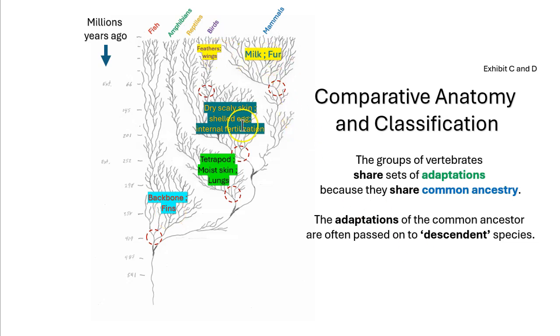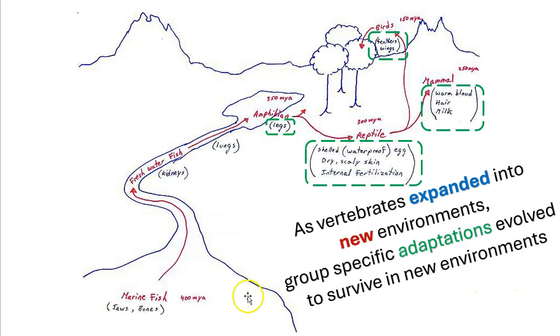Why do these groups of vertebrates have these different sets of adaptations? So the explanation is that the groups of vertebrates share sets of adaptations because they share common ancestry. The adaptations of the common ancestor are often passed on to the descendants. So the reason why the vertebrate groups share these characteristics is because the common ancestor had those characteristics. Now, why do these vertebrates have different sets of adaptations? That has to do with their evolution through time. As vertebrates expanded into new environments, group-specific adaptations evolved to survive in new environments.